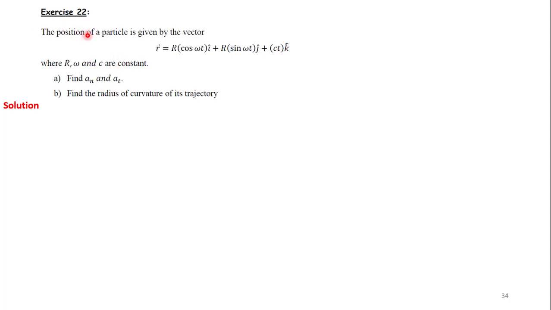So let's start. The position of a particle is given by the vector r, small r, equal to capital R cosine omega t along i plus capital R sine omega t along j plus ct along k, where capital R, omega and c are constants. Question A, find an and at. So we have the position vector, we need to find an and at.